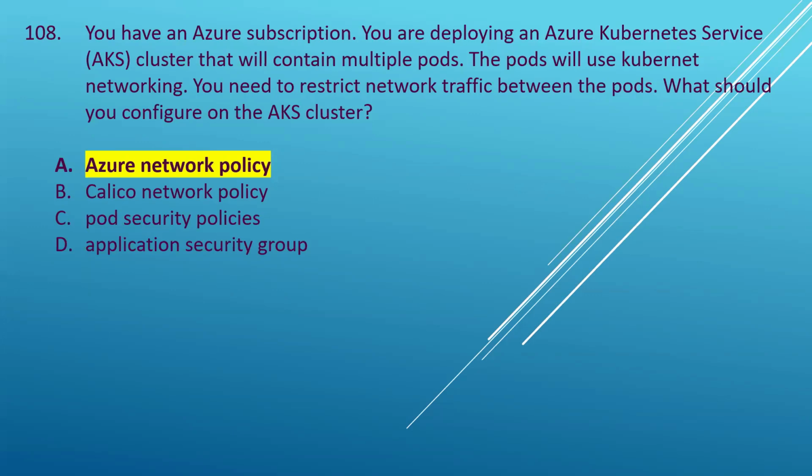Pod security policies are used to control the security aspects of pods, such as what privileges they have, which is important for overall cluster security. They do not directly control network traffic between pods. Application security groups are typically used in the context of Azure Network Security Groups, NSGs, to define network security rules for virtual machines. They are not used for controlling network traffic between pods in AKS, making them the incorrect choice here.